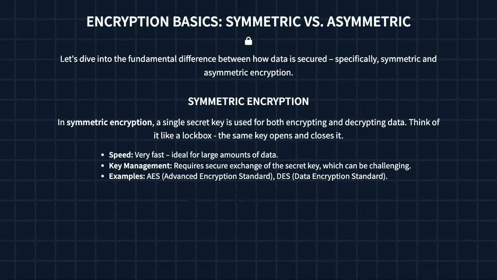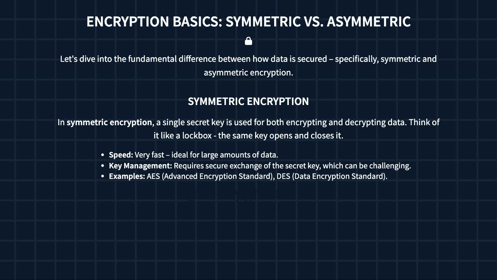Okay, let's talk about how data gets protected. We're focusing on two main types of encryption: symmetric and asymmetric. Symmetric encryption uses a single secret key, like a really good password, to both lock and unlock the data. It's super fast, which is great for securing lots of information, but you need a secure way to share that key with everyone who needs it.